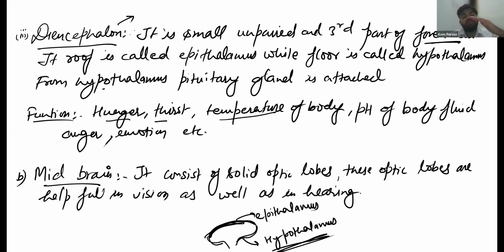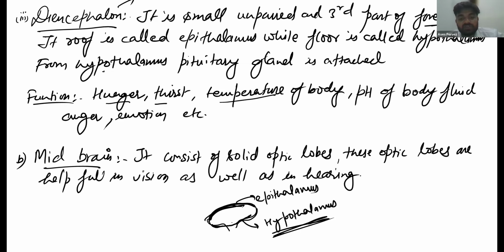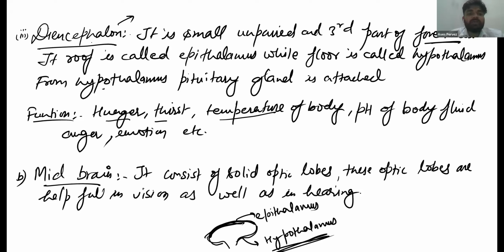But actually, the diencephalon is not the floor. Sorry, this whole part of the brain is called the diencephalon, and its floor is called the hypothalamus. But sometimes the teacher asks you the function of hypothalamus, so whatever the function of diencephalon, write it as the function of hypothalamus. Got it? The third part of the brain is the diencephalon, a small unpaired third part of the forebrain. Its roof is called epithalamus, while its floor is called hypothalamus. From the hypothalamus, the pituitary gland is attached.